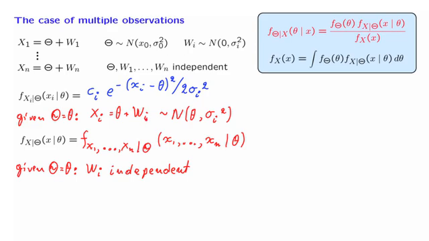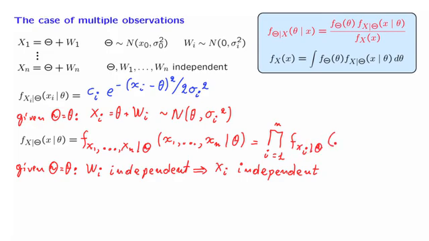And since the wi's are independent and the xi's are obtained from the wi's by just adding a constant, this means that the xi's are also independent in this conditional universe. Once I tell you the value of theta, then because the noises are independent, the observations are also independent. But this means that the joint PDF factors as a product of the individual marginal PDFs of the xi's. And these PDFs we have already found.